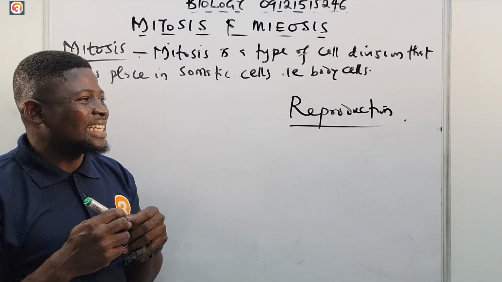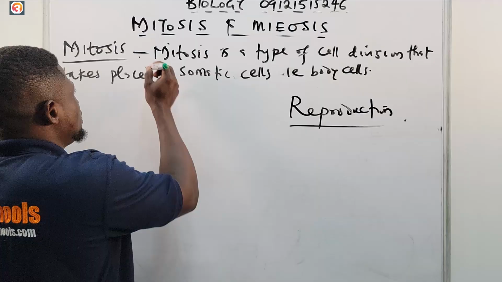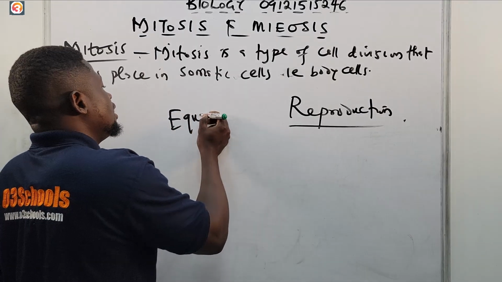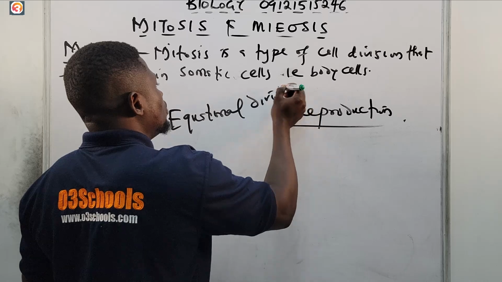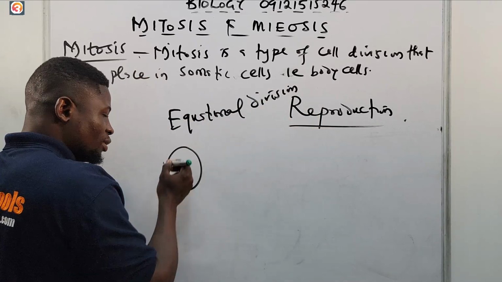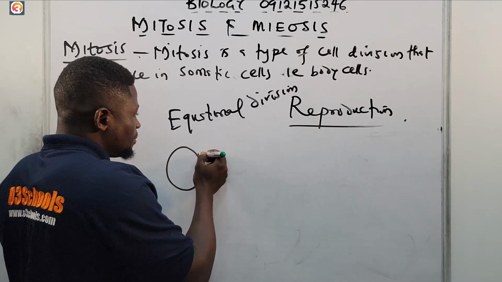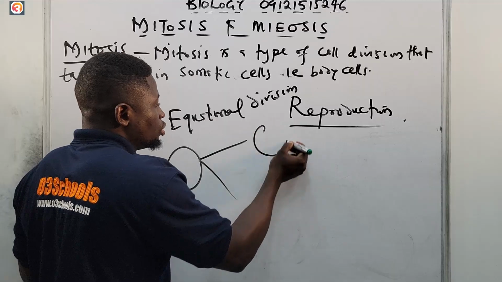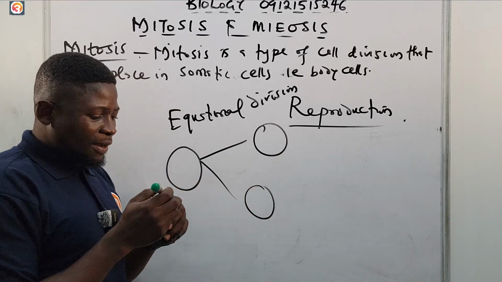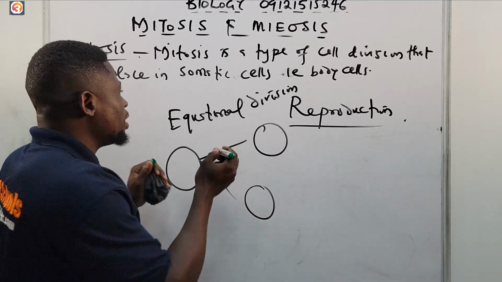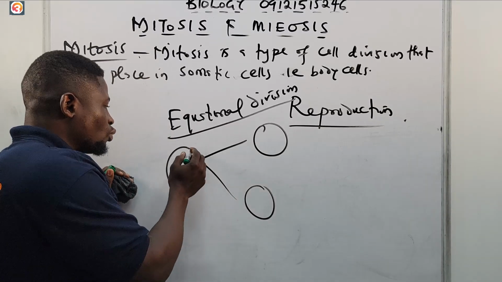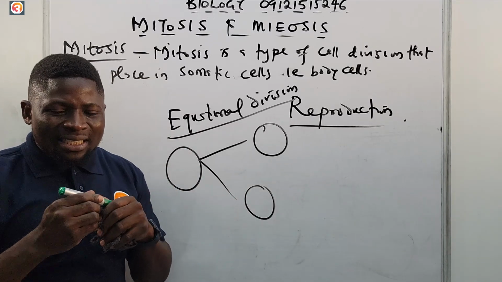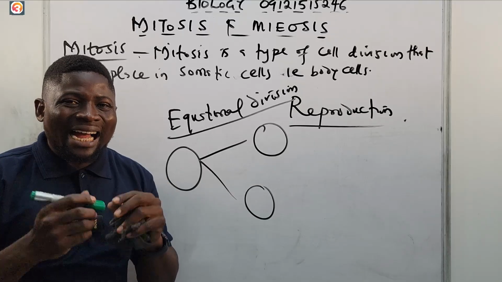And mitosis is an equational division. Mitosis, we call it what? An equational division, in which one parent will split into two daughter cells. That is what mitosis is. It's an equational division in which one parent will split into two daughter cells.